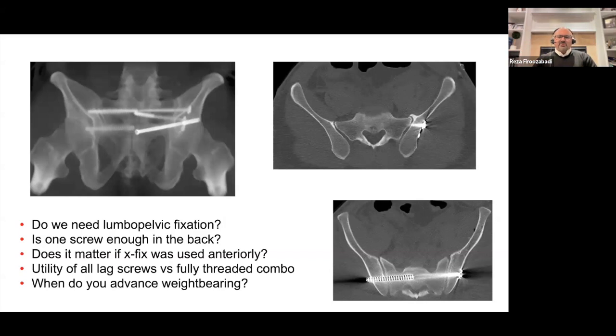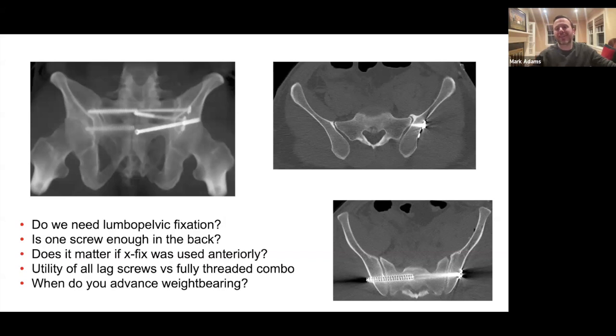Now, just some questions for John and Mark here. Is two screws enough? Is one screw enough? Does it matter what you use in the front? Let's say in this case, the front I hadn't fixed with a screw and I had an X fix. If you have an X fix in the front, can you just have one screw in the back? Only one?